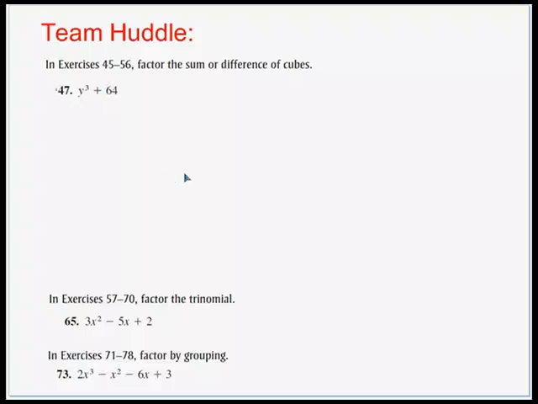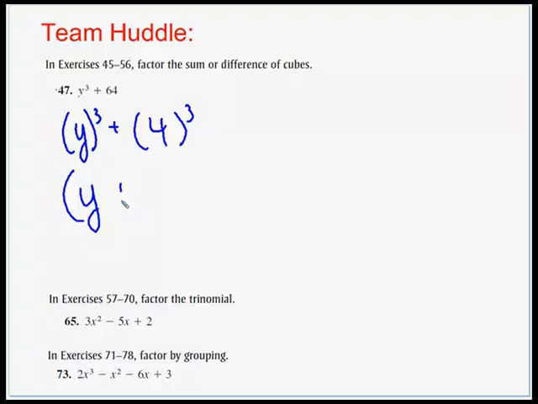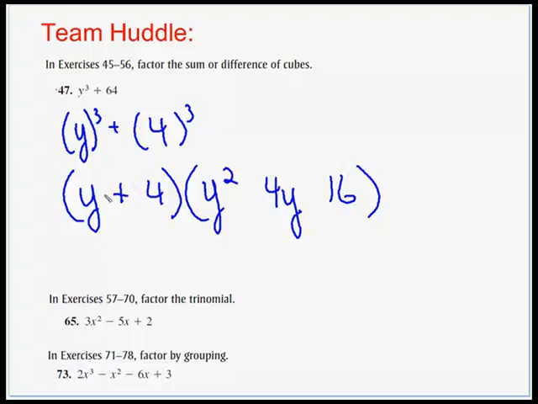47. Another sum of cubes now. So we have y to the third. What to the third power is 64? That's got to be a 4. So our first term is our binomial, y plus 4. And then we set up our trinomial. First term squared, last term squared. Middle term is those multiplied together, 4y. If we have a leading plus here, switch it to a minus. Last sign is always plus.